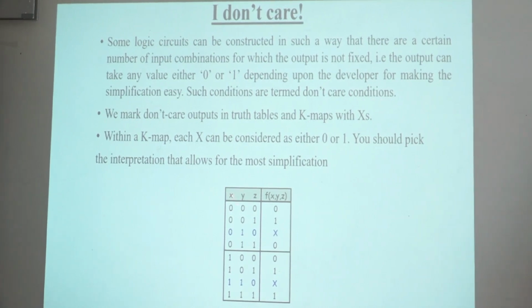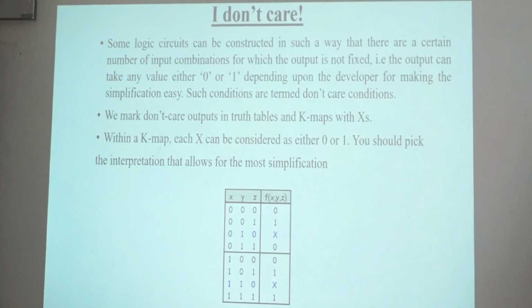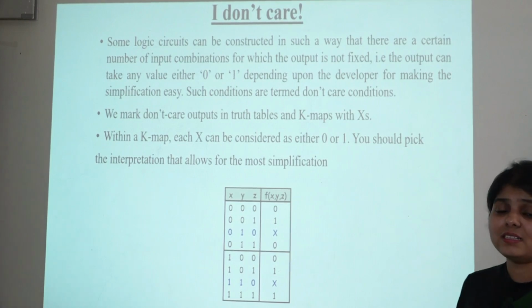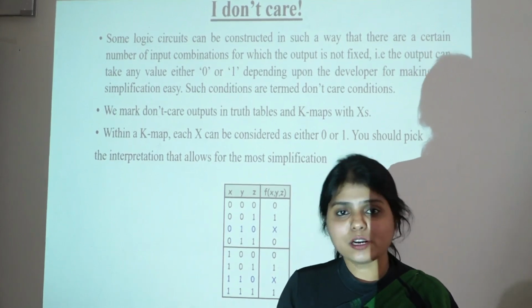Look at this truth table. I have 3 variables x, y, z, and when you look into the 0, 1, 0 input, I am not sure what the output is, whether it is 0 or 1. In such cases, I put them as don't care conditions. That is, they can be easily adjusted to either 1 or 0. Similarly, in the last but one combination, that is 1, 1, 0, it is x. So, how do we deal with these don't care conditions in K-maps? We mark don't care outputs in the truth table as x, and that x can be considered either 0 or 1. Please remember, x can also be included in the K-map.